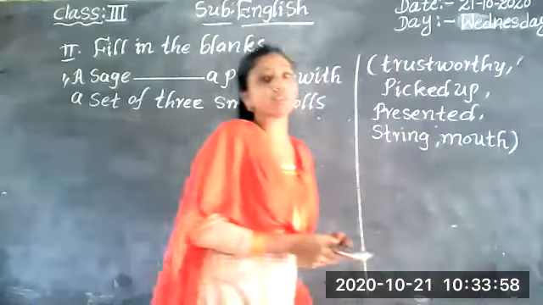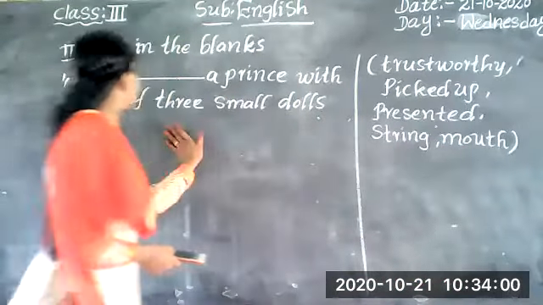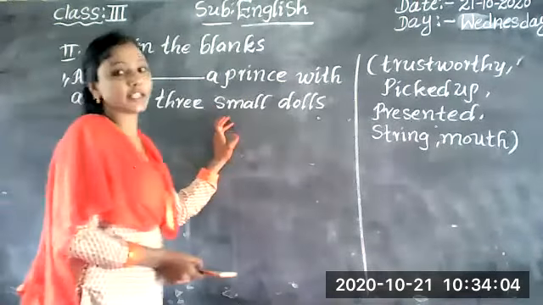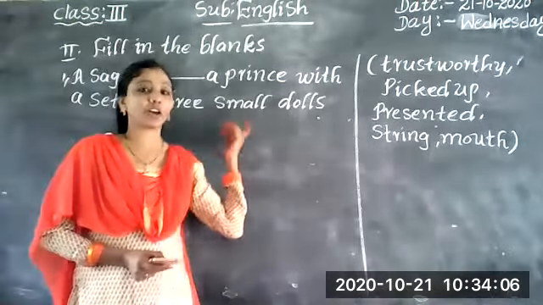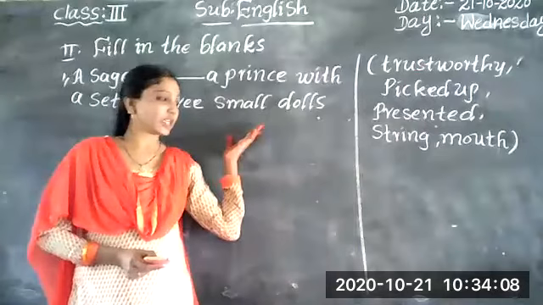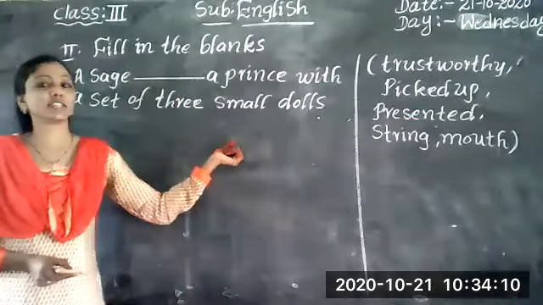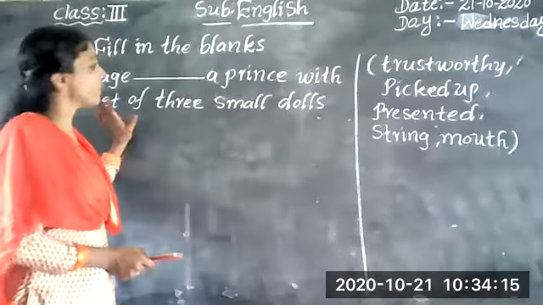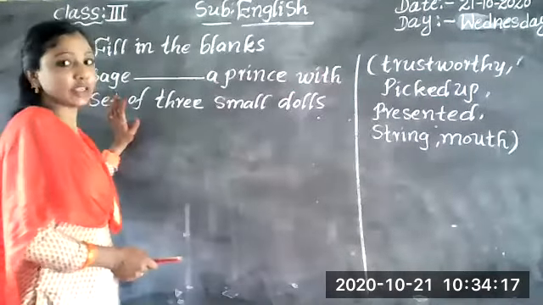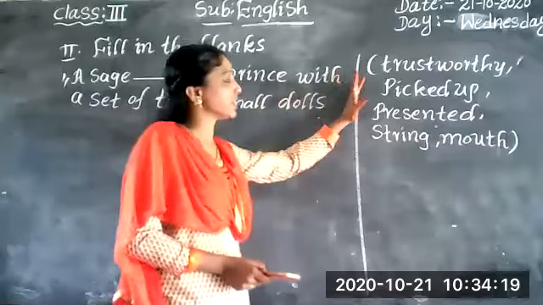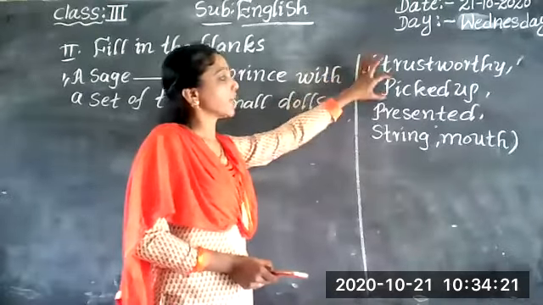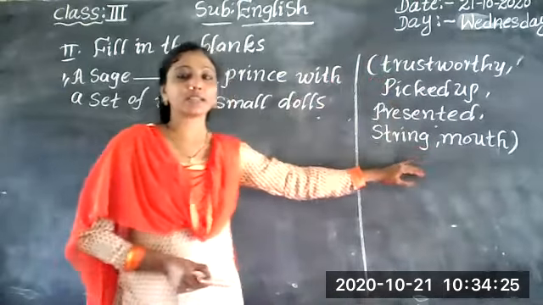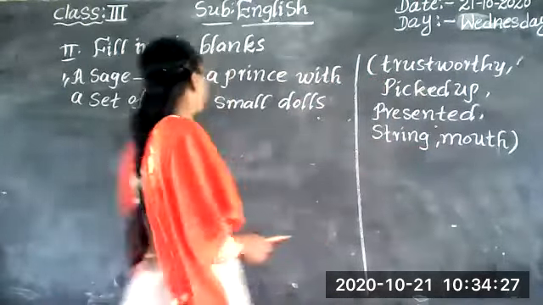So these are the two options given here. Look at the first blank. "Sh dash a prince with a set of three small dolls." So in the beginning of the lesson, we have this answer. What happened? The king presented a prince with a set of three small dolls. Can you guess where the word presented is written here? Among the options picked up, presented, string and mouth, the first blank answer is presented. Okay? Right here.